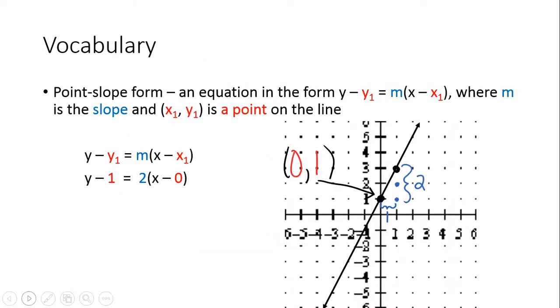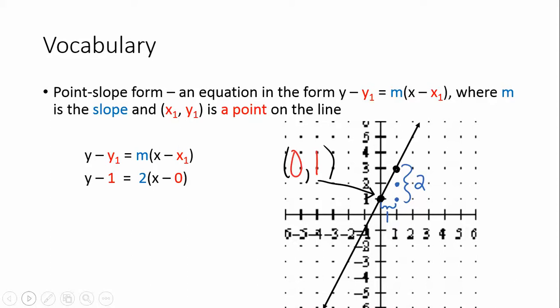The second half of this lesson is all about point-slope form. So this is a new vocabulary term, and I would like you to write this down. Point-slope form is an equation that's in the form y minus y1 equals m times the quantity of x minus x1, where m is still your slope, and (x1, y1) is a point on the line.